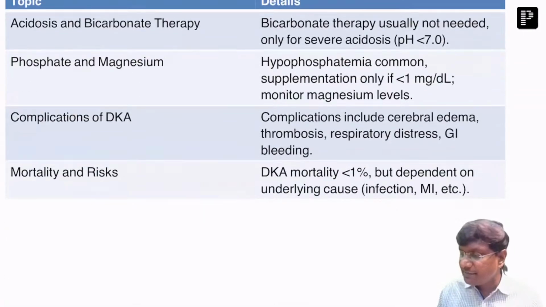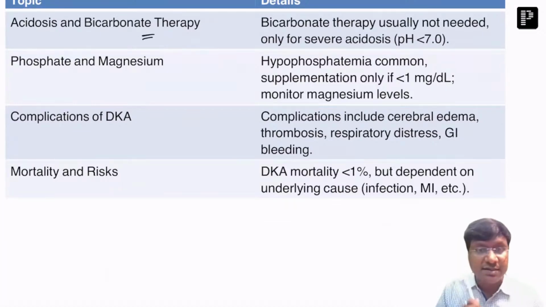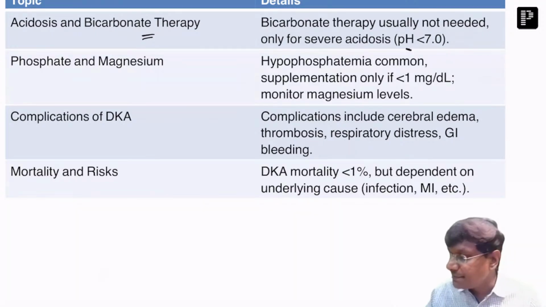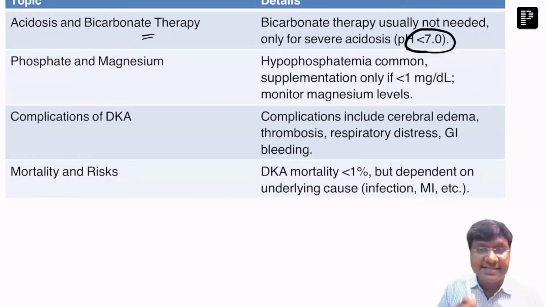Next is the treatment of the acidosis and the bicarbonate therapy. When will you give bicarbonate or when will you treat the acidosis? When the pH has dropped to less than 7, that is severe acidosis, you need to give intravenous sodium bicarbonate.